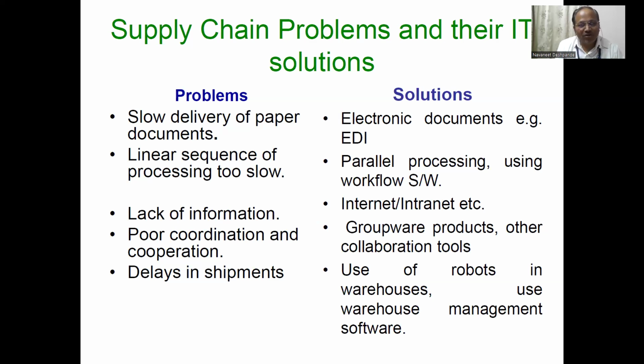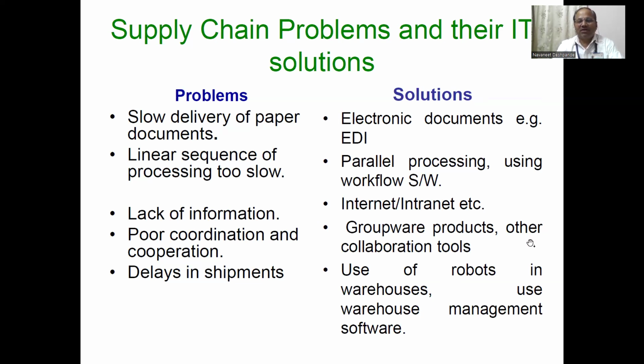Problems like slow delivery were there with paper-based documents. It was already a decade and a half ago that this shifted to electronic data interchange. Then there was the problem of linear sequence of processing, which was too slow. It started with a solution known as parallel processing using software on the intranet, and then on to the internet, which has now been taken over by cloud systems, reaching artificial intelligence and blockchain technologies.